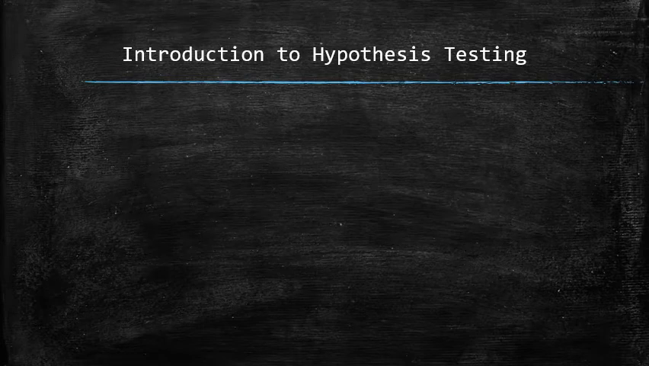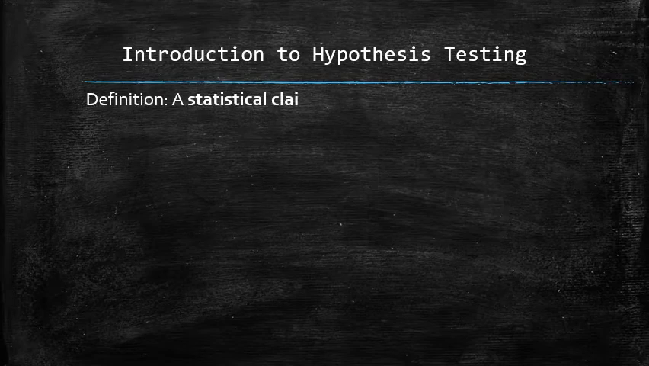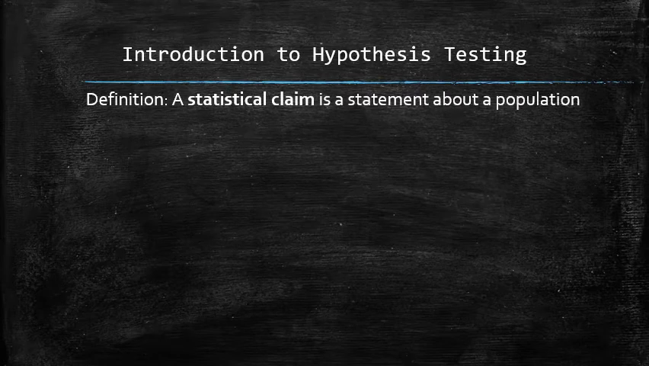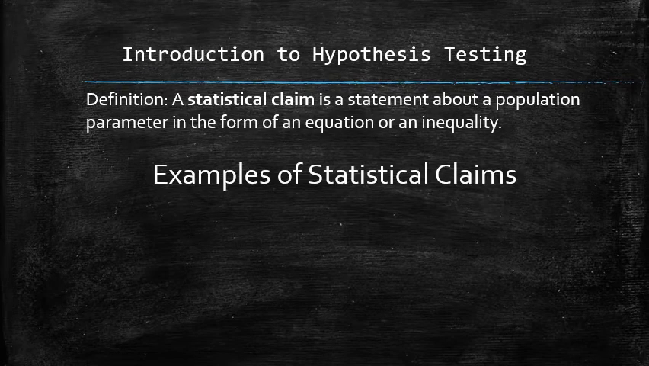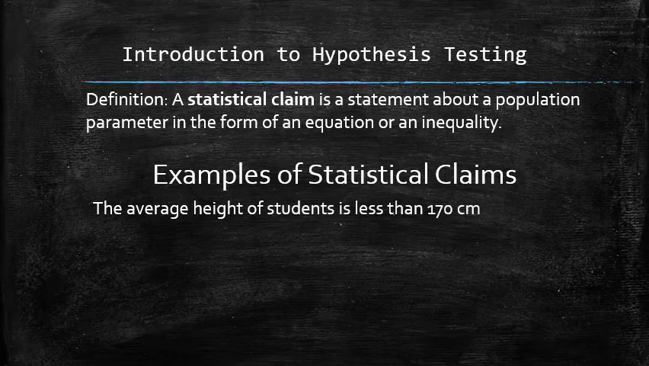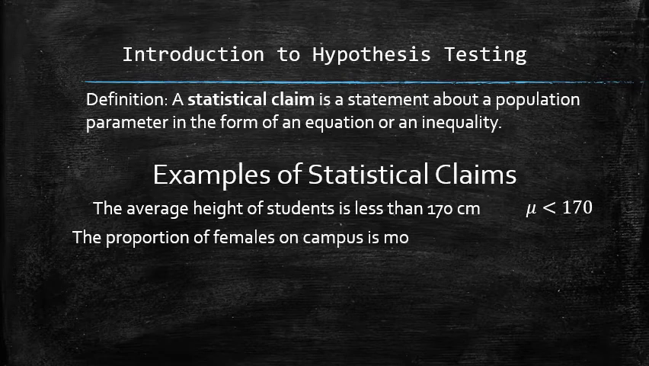In statistics, we'll learn how to make and test statistical claims. Definition. A statistical claim is a statement about a population parameter in the form of an equation or an inequality. For example, the average height of students is less than 170 centimeters is a statistical claim about the population mean, and it can be expressed symbolically as mu is less than 170. The proportion of females on campus is more than 60% is a statistical claim about the population proportion, and it can be expressed symbolically as p is greater than 0.6.